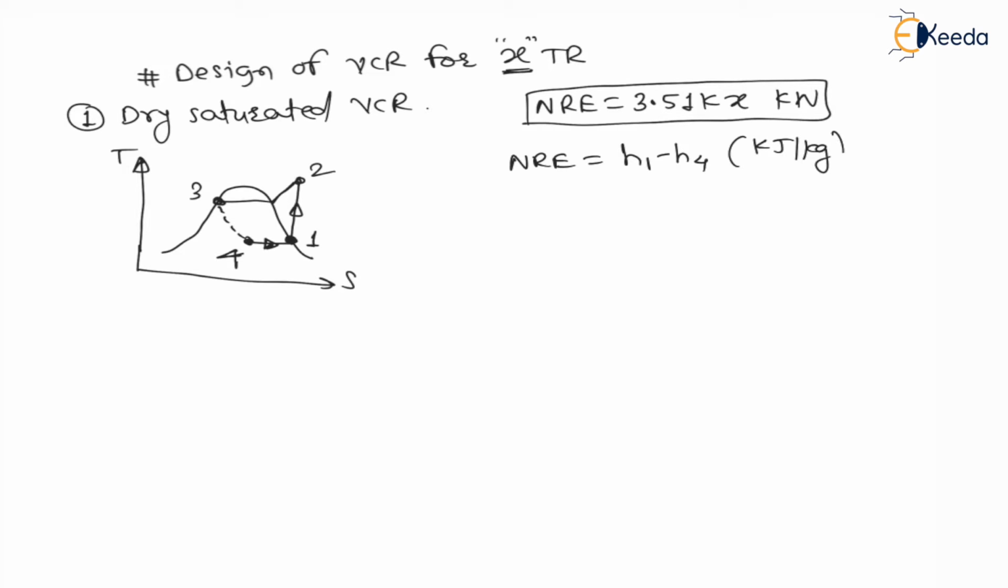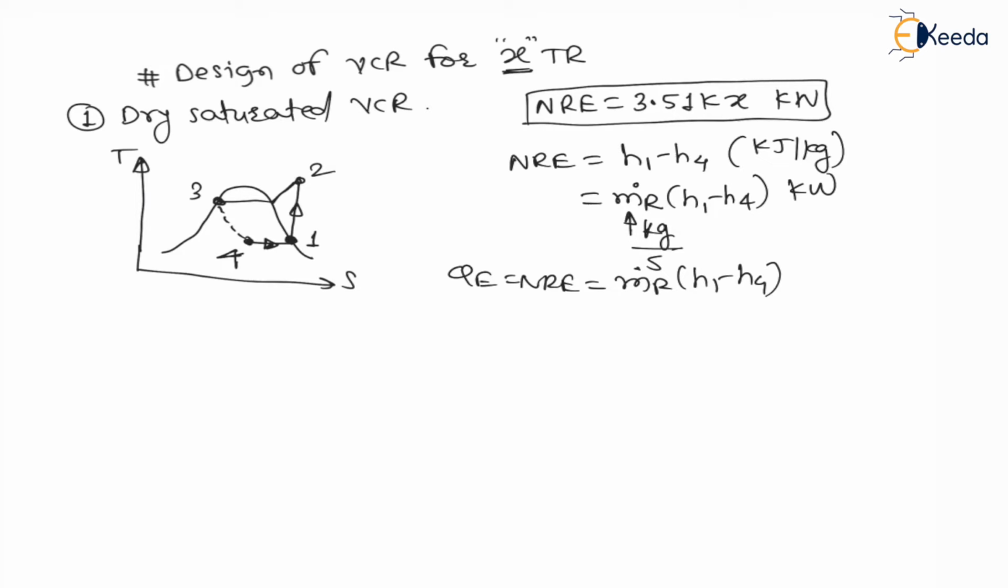per kg. And if I multiply with mass flow rate of refrigerant, m dot r (H1 minus H4), this will be in kilowatt, where this m dot r is kg per second, the mass flow rate of refrigerant, that we have already learned in the previous lecture, right? Now, therefore, we can say the heat of evaporator, which is nothing but net refrigerating effect, is nothing but mass flow rate of refrigerant times (H1 minus H4), which is nothing but 3.517 into X kilowatt, right? This is called net refrigerating effect.